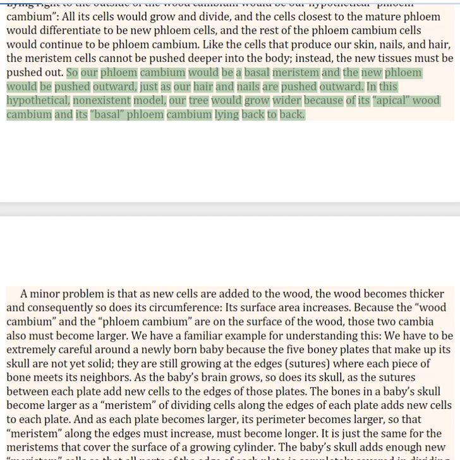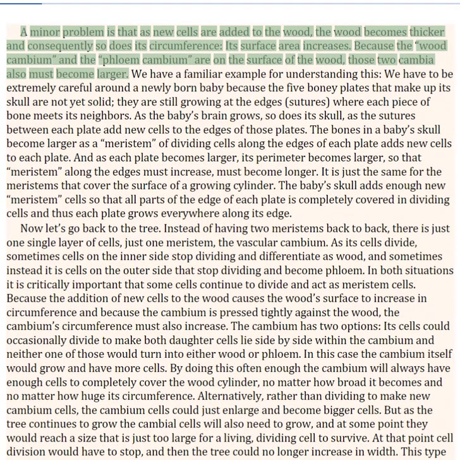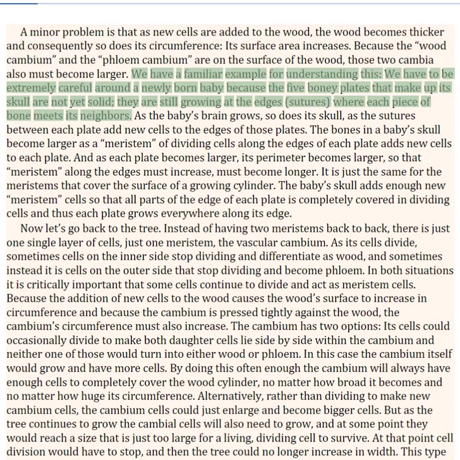In this hypothetical, non-existent model, our tree would grow wider because of its apical wood cambium and its basal phloem cambium lying back to back. A minor problem is that as new cells are added, the wood becomes thicker and consequently so does its circumference, its surface area increases. Because the wood cambium and the phloem cambium are on the surface of the wood, those two cambia also must become larger.